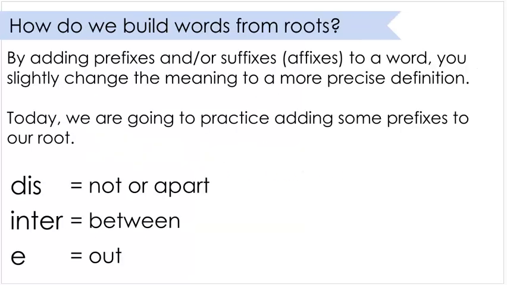For lesson 1, how do we build words from roots? By adding prefixes and or suffixes, affixes, to a word, you slightly change the meaning to a more precise definition. Today, we're going to practice adding some prefixes to our root. The prefixes we're going to add today are dis, inter, and e.